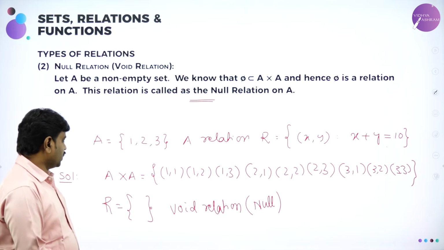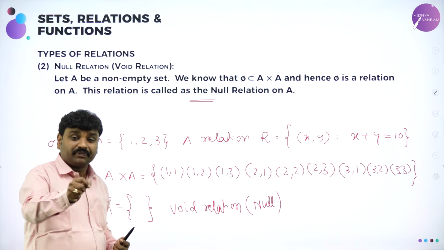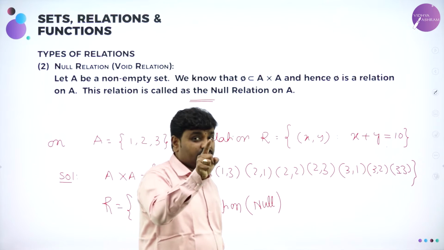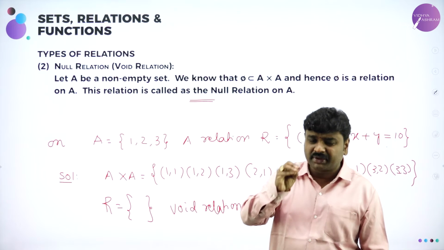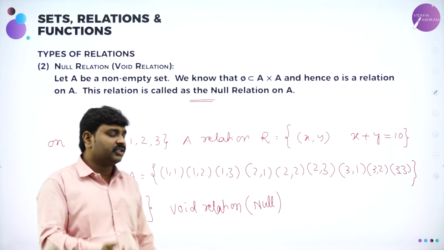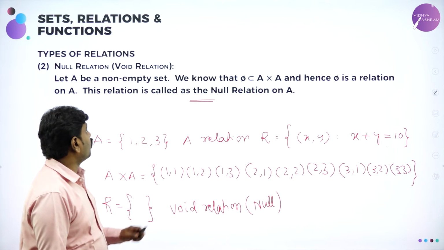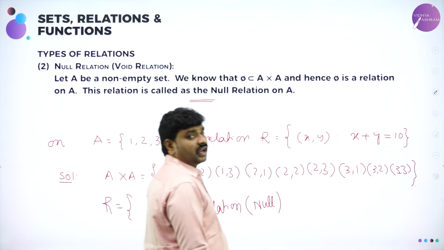I hope all of you understood. And I got the null set. The null set is also a subset of A cross A. For any set, the null set acts as a subset. That's what I taught you in subsets. For any given set, the empty set or null set is a subset. So now I got a relation without any elements. Relation without any elements means empty relation. Empty relation is also called void relation, or we say null relation.